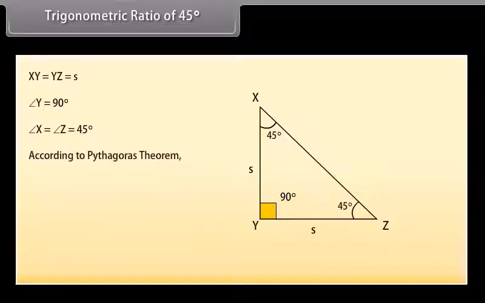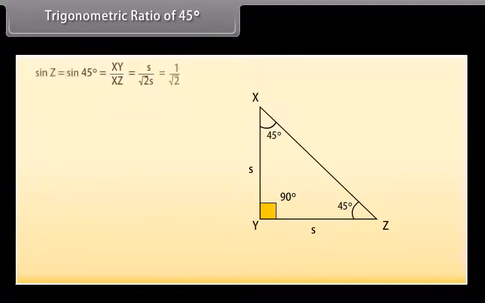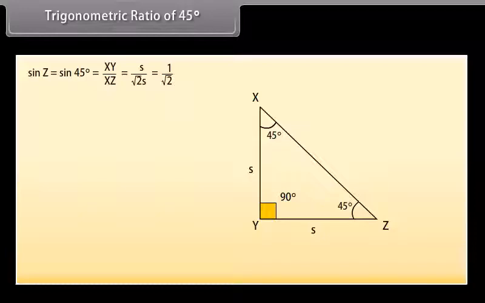According to Pythagoras' theorem, XY square plus YZ square is equal to XZ square. By substituting the values, we get s square plus s square is equal to XZ square. XZ square is equal to 2s square, which gives XZ equal to square root 2 s. Sin Z is equal to sin 45 degree, which equals XY upon XZ, which equals s upon square root 2 s, which is equal to 1 upon square root 2.